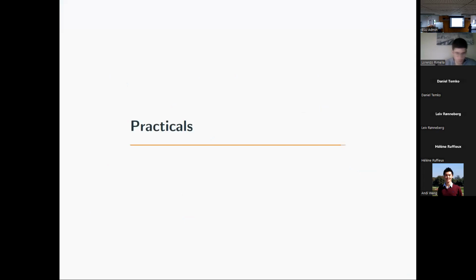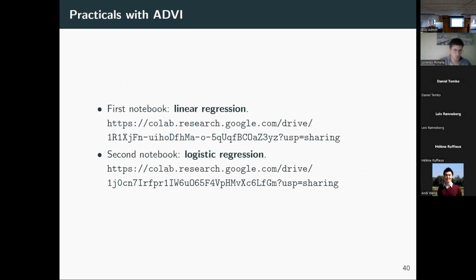Okay, coming to the practicals, there will be just two. Both will apply the ADVI algorithm. One will be a simple linear regression and the other a logistic regression, all with simulated data. This will walk you through applying this kind of thing.